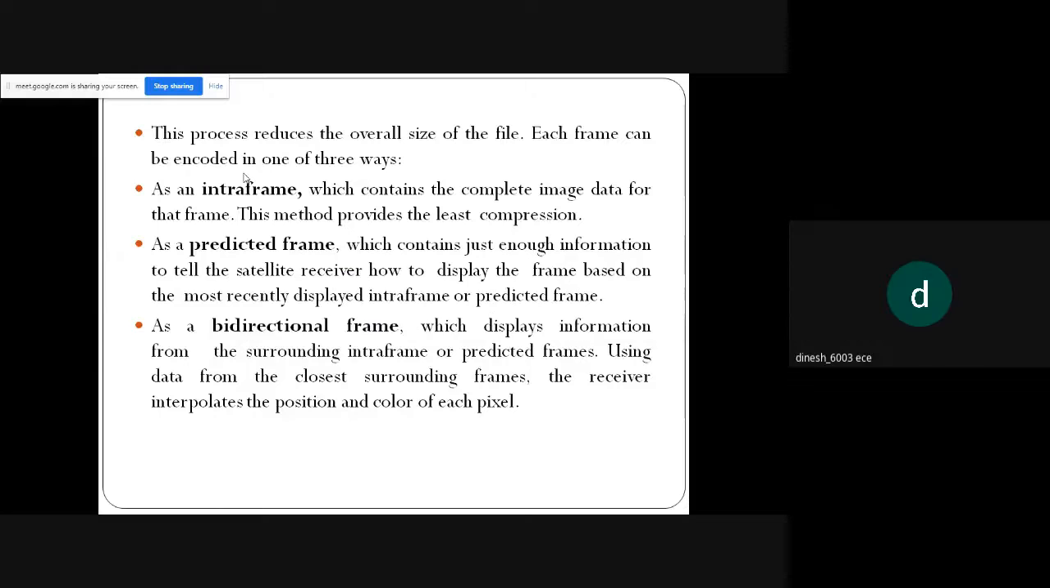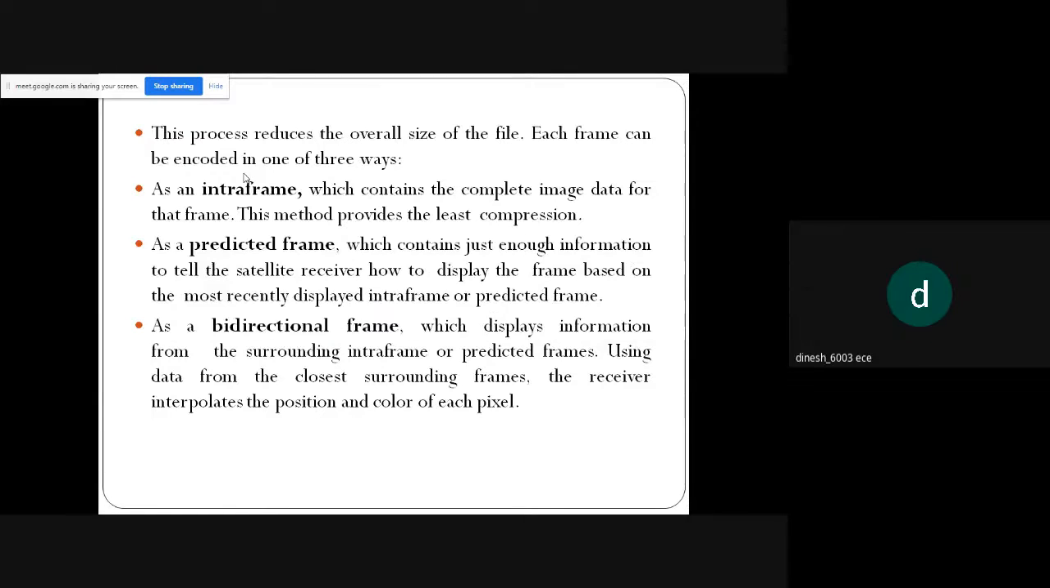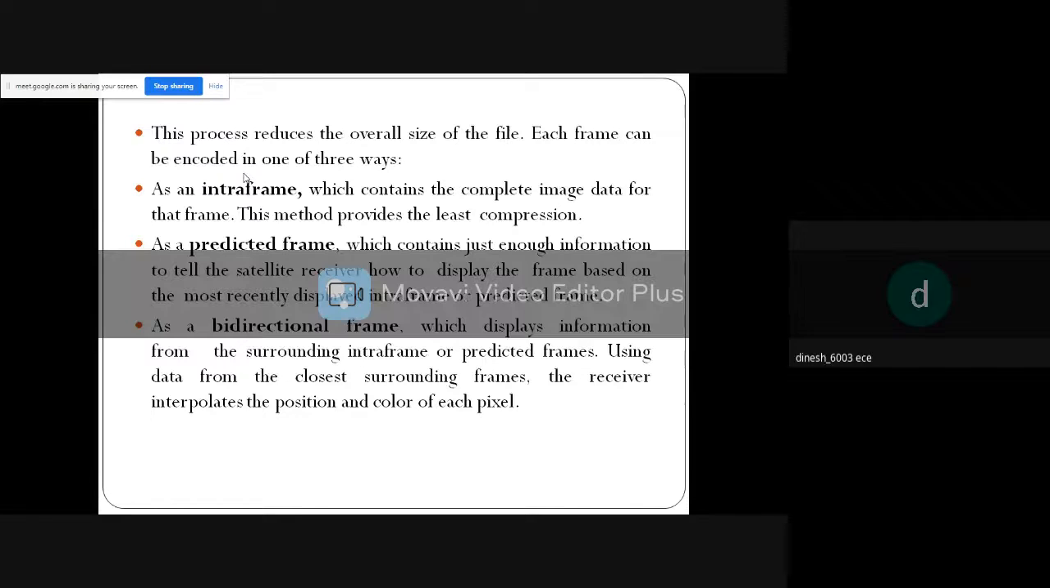where each frame can be encoded in one of the following three ways. One is the I frame, intraframe, which contains the complete image data for that frame. This method provides the least compression. Next is the predicted frame, which contains information to tell the satellite receiver how to display the frame based on the most recently displayed intraframe or predicted frame. We call this the P frame.